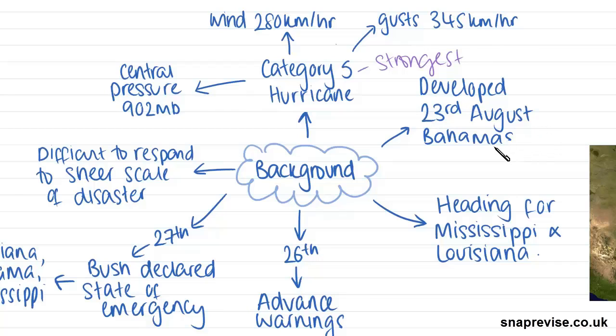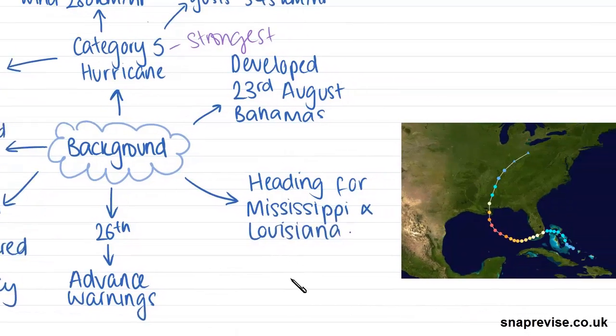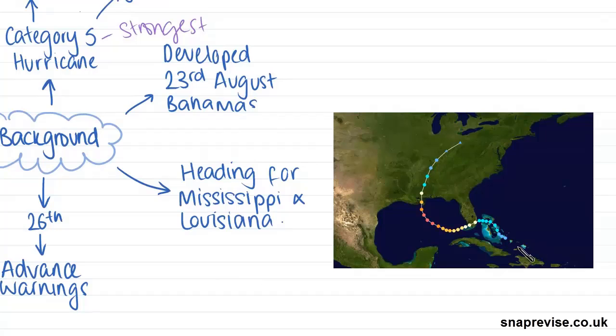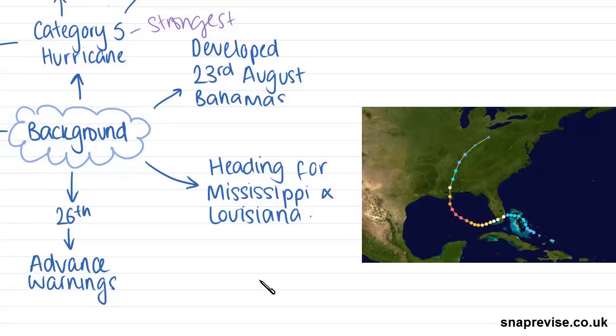The storm developed on the 23rd of August in the Bahamas, and it began heading for Mississippi and Louisiana, which are in the south of the United States. And this map here shows the path of the storm. So the colours of these dots represent the strength of the storm. So it's blue where it's weaker and it's building, and the yellow and red areas are where the storm is at its strongest. As you can see, it hit mainland United States.